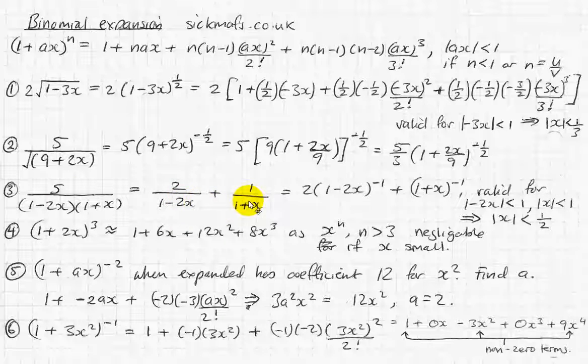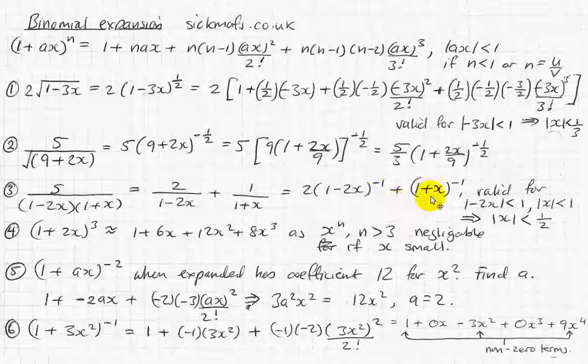So once you're breaking it down like that, obviously 2 over 1 minus 2x is the same as 2 times (1 minus 2x) to the minus 1, and that's obviously just (1 plus x) to the minus 1. So very, very simple. But the interesting thing about this actually is this bit. What is it valid for?